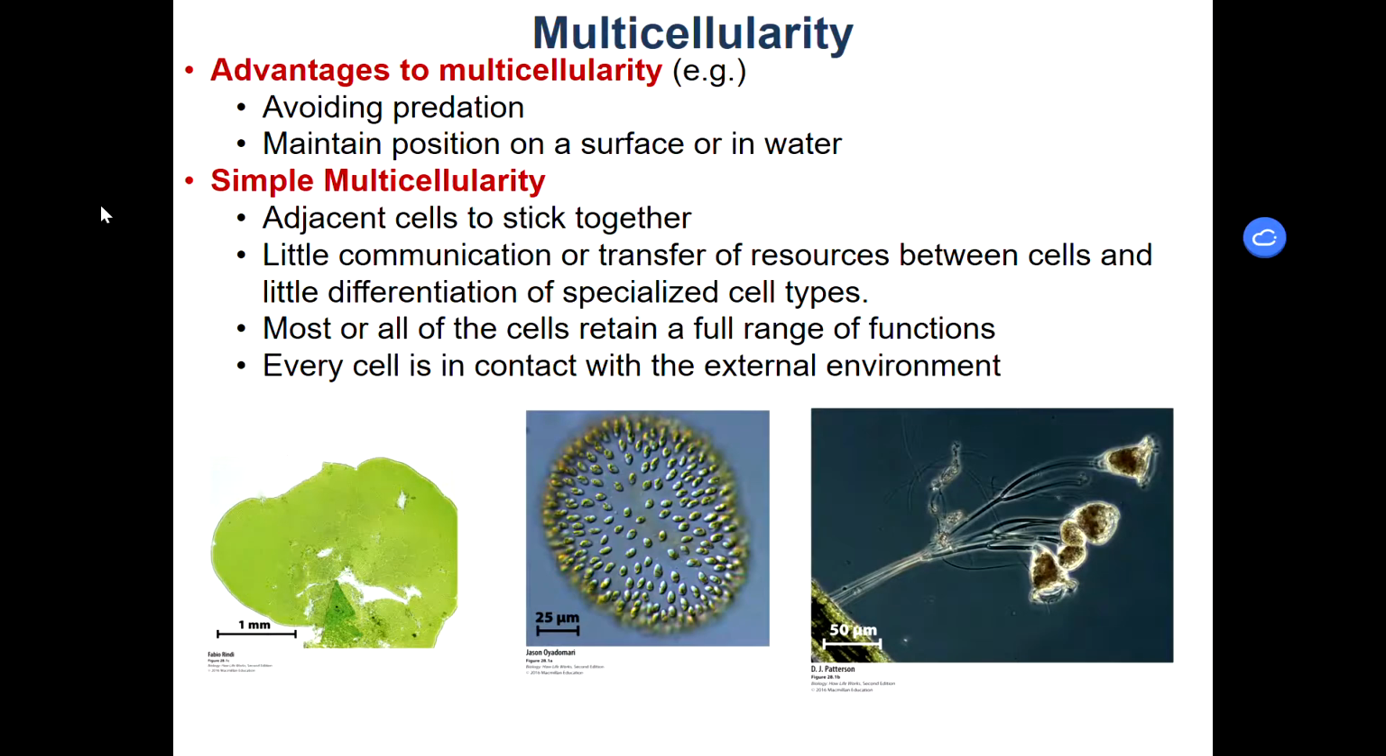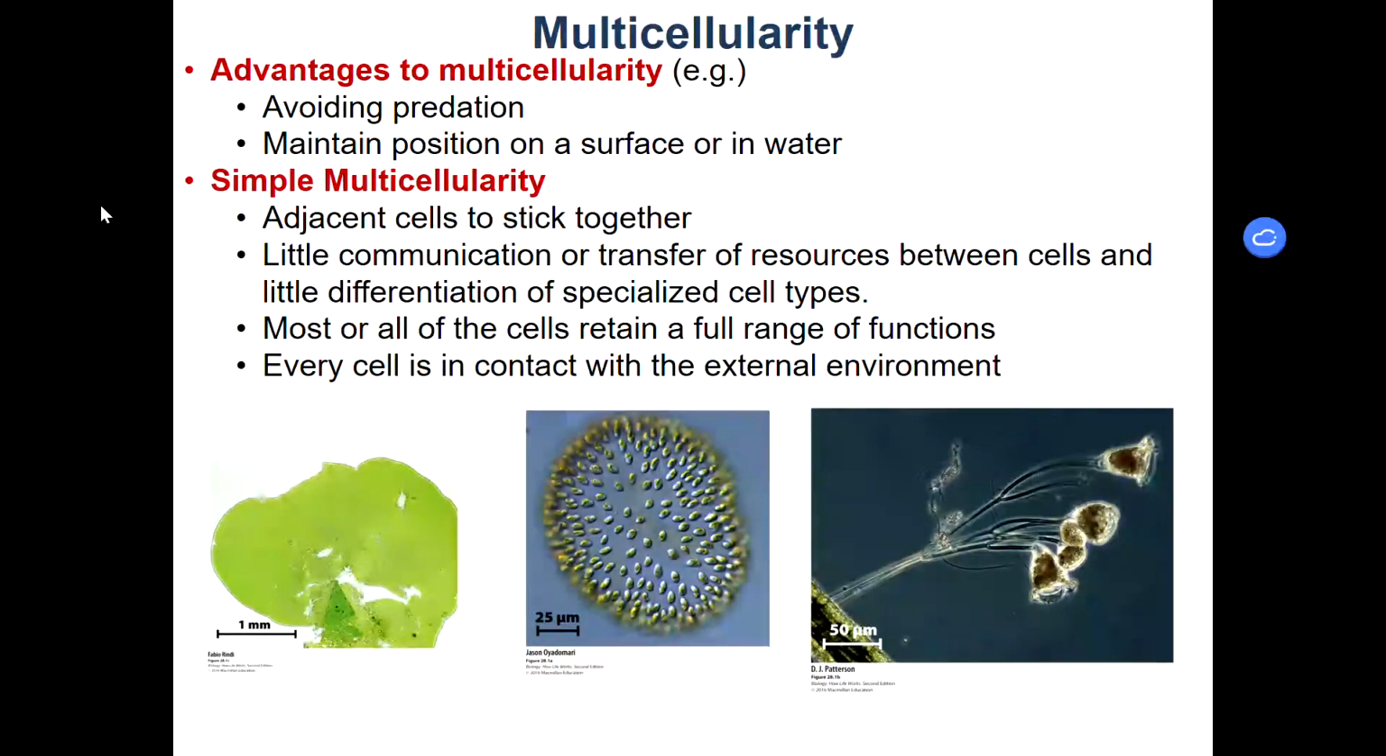So in simple multicellularity, adjacent cells stick together. They just stick to each other. They don't have a lot of communication with each other. They're more sticking together for protection, or there's a good nutrient source in the area. So they're not actually transferring many nutrients to and from each other. They're just all there to get their own nutrients.